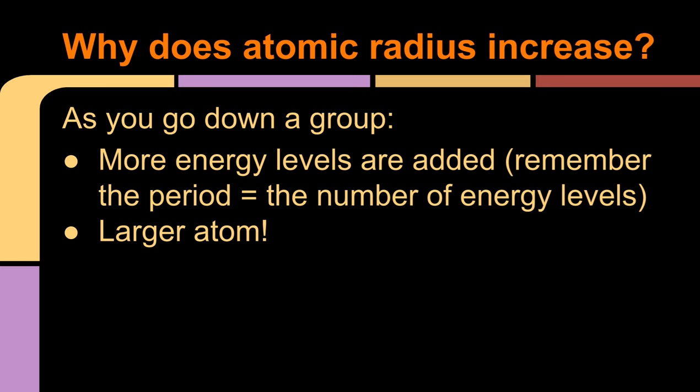Then when you go down a group, the atomic radius is going to increase because we are adding on energy levels. So if you remember, the number of energy levels corresponds to the period that the atom is in. So an atom in period 1 only has 1 energy level. An atom in period 7 is going to have 7 energy levels. So the more energy levels you have, the larger the atom is going to be. So those are all of the trends for atomic radius, or the size of the atom.